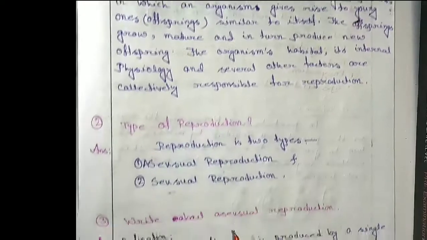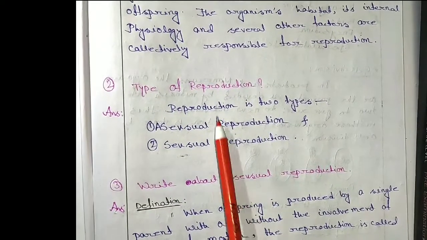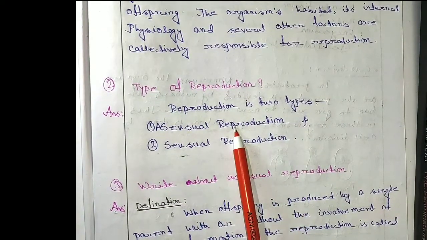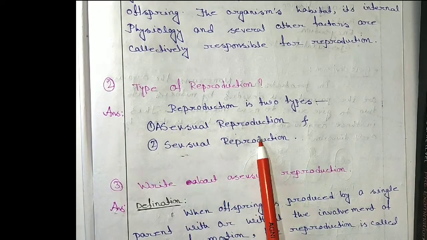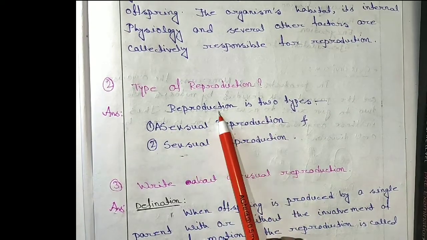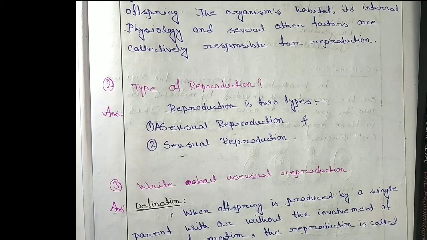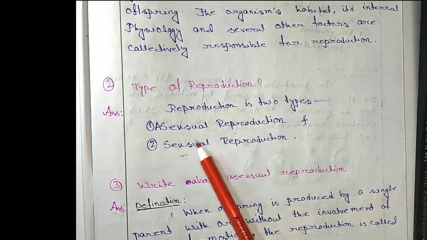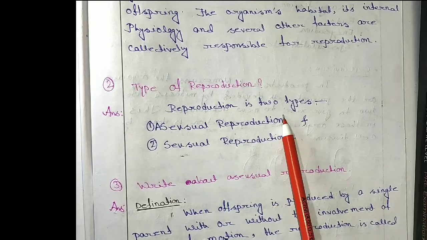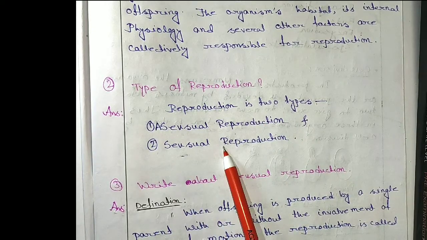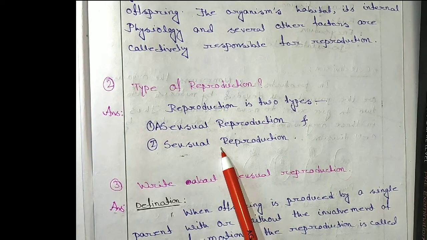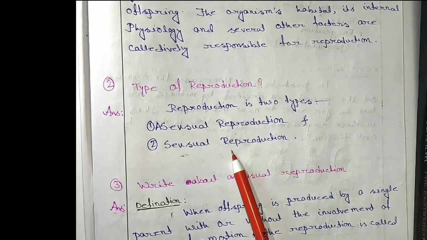Now the types of reproduction. Reproduction is of two types, that is asexual reproduction and sexual reproduction. What is asexual reproduction? The reproduction which occurs with or without the involvement of gamete formation is known as asexual reproduction, and in sexual reproduction, there must be the involvement of gamete formation.